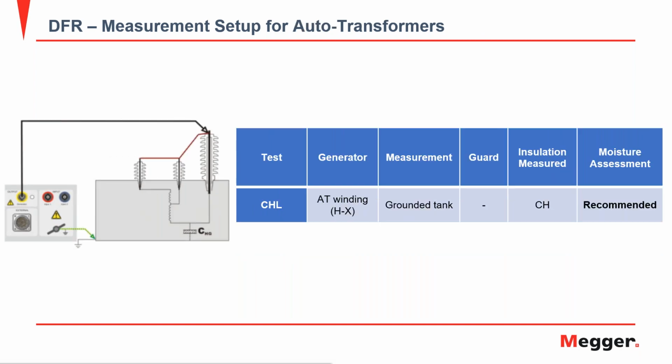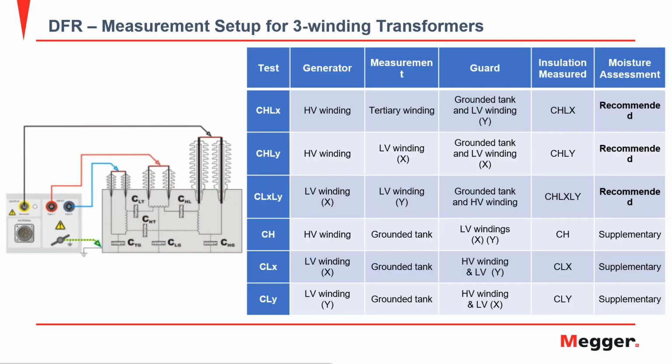If you look into an auto transformer, a single-phase auto transformer, basically this is one of the cases where you have to go high to ground, of course, and this is your CH capacitance, basically going from all the windings together with respect to ground. When we look into the 3-winding transformer, you can see that now it becomes probably a little bit more complicated, because now you're looking at interwinding capacitances, which are recommended, and those that are supplementary. So you can go into all of those, and the moisture analysis should be very similar between those.